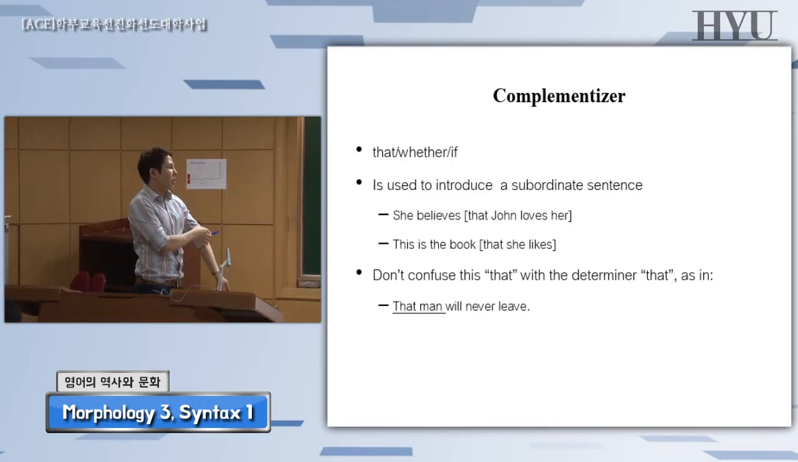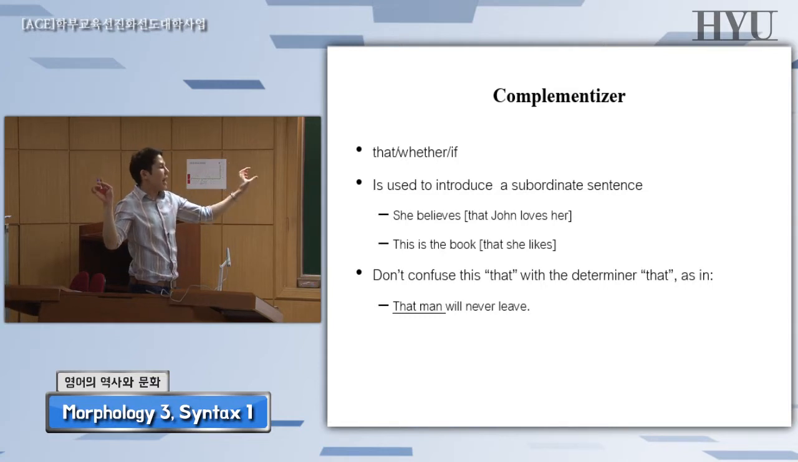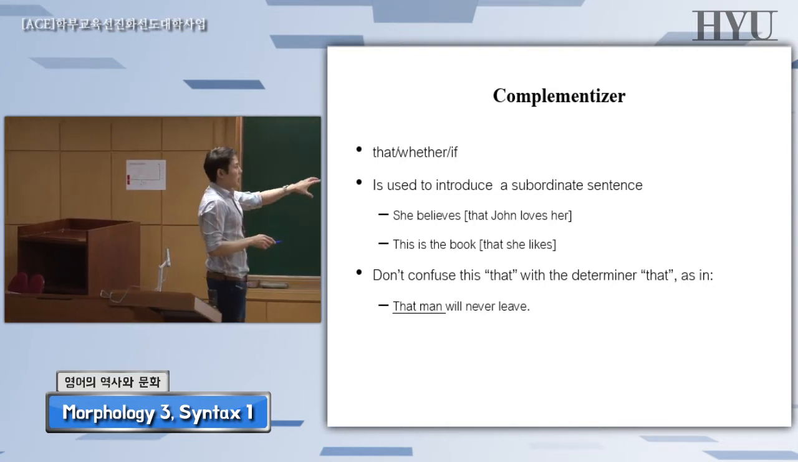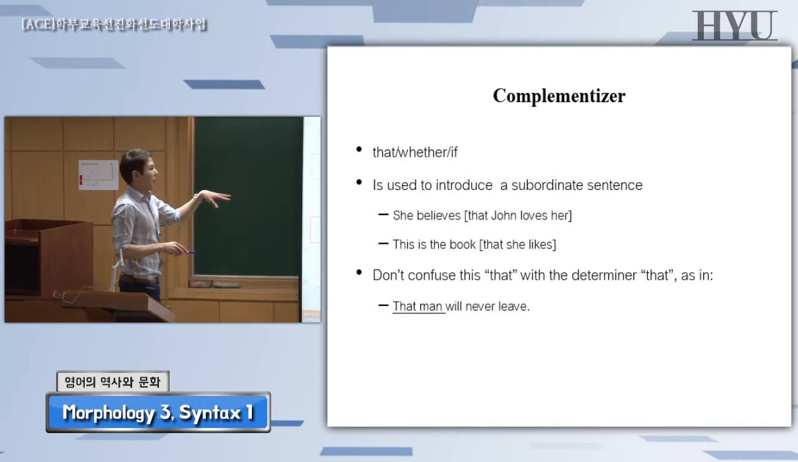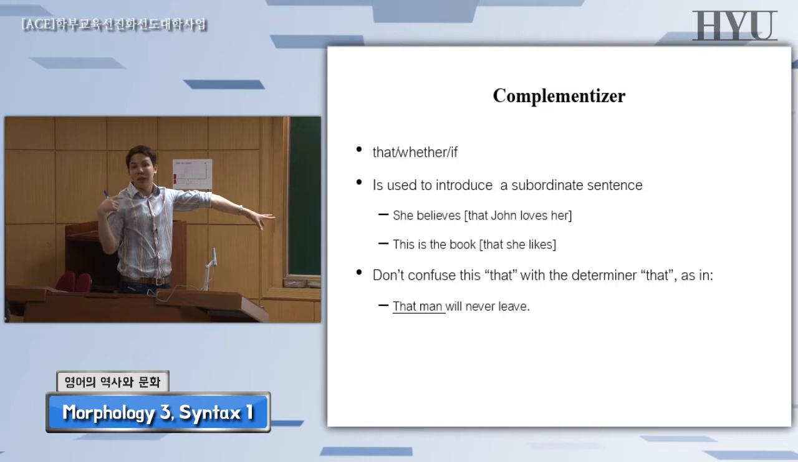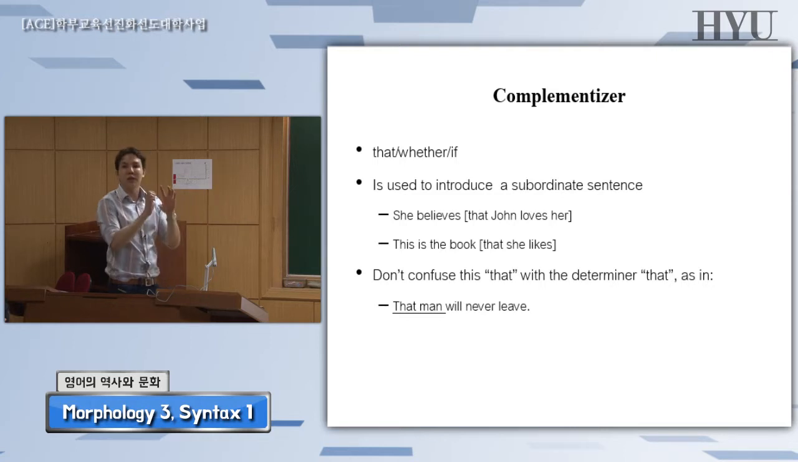Or, "This is the book that she likes." So that introduces the subordinate clause "she likes," like that, okay? And the word that here is different from the word that you use as a determiner, like "that man will never leave." The determiner that goes with man, okay? But this complementizer goes with a subordinate clause or a sentence.